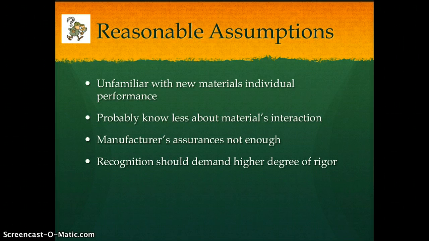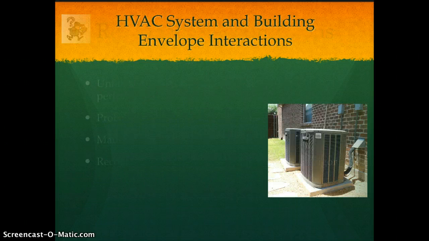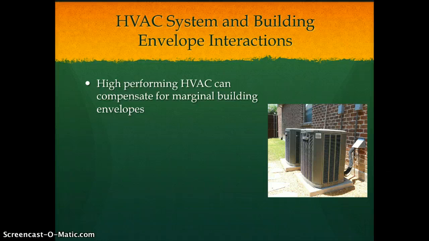The recognition of additional risk in the use of innovative products, especially in the envelope and heating, ventilation, and air conditioning systems, by the development team should demand a higher degree of rigor in the evaluation of these products. As previously mentioned, the interaction between the heating, ventilation, air conditioning system and the envelope creates an unusually high risk area. The impact of this condition is that any deficiency in either system can cause dramatic building-wide moisture problems.